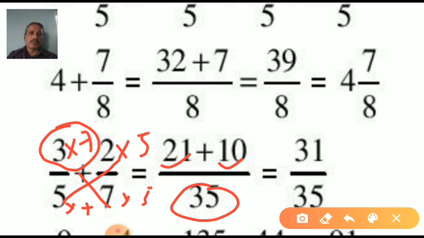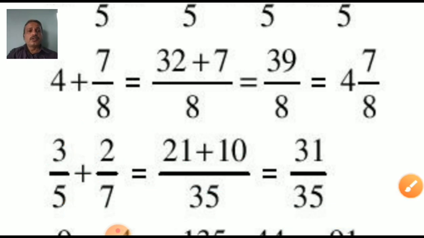LCM of both numbers, 5 and 7, is 35. To make the 35, both sides we can multiply with the cross multiplication. Very good, student. Now 21 plus 10, 31, and here is your answer, 31 upon 35. Is it a proper fraction or improper? Think and tell me. Yes, it's a proper fraction. There is no need to divide.